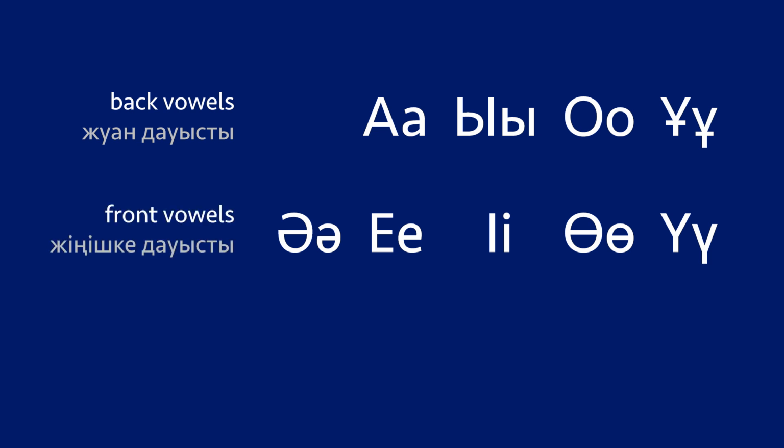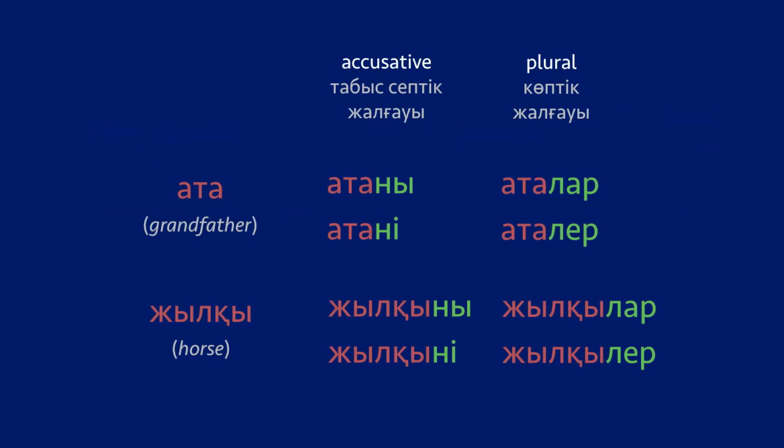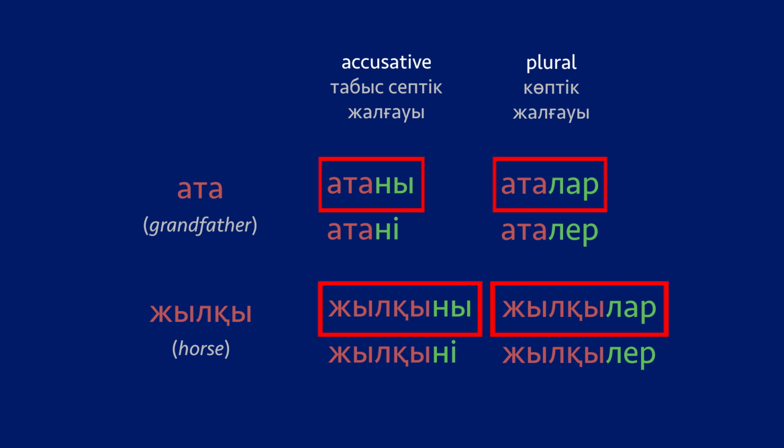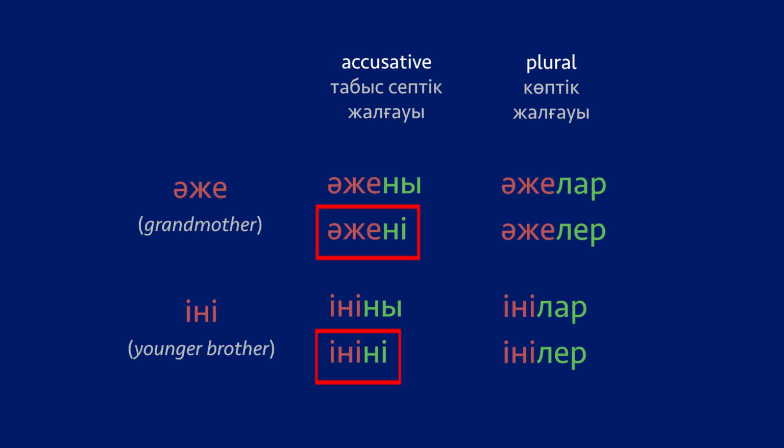The Kazakh language has something called vowel harmony, meaning back vowels stick with back vowels and front vowels stick with front vowels. This is important to understand when you're choosing what suffixes to add, because O is equivalent to O is equivalent to O is equivalent to and A is equivalent to both A and Ye. So if the word is ata or zhilqi, you add the accusative suffix n or the plural suffix lar. If the word is aje or n, you add the accusative suffix n or the plural suffix ler.